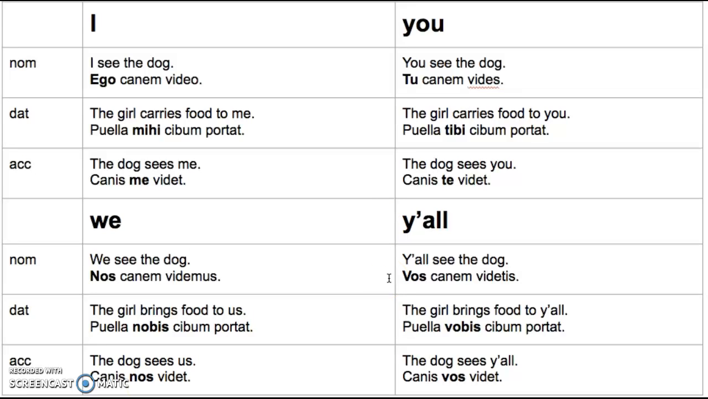Look at vos. Y'all see the dog. Vos canem videtis. The girl brings food to y'all or for y'all. Puella vobis cibum portat. And the dog sees y'all. Canis vos videt. Same thing as nos. Vos here is accusative. Here it's nominative. If vos is the subject, the verb has to end in tis. Down here, vos can't be the subject because your verb doesn't end in tis. If it's not the subject, it must be the direct object, the accusative form. So these are your pronoun forms.